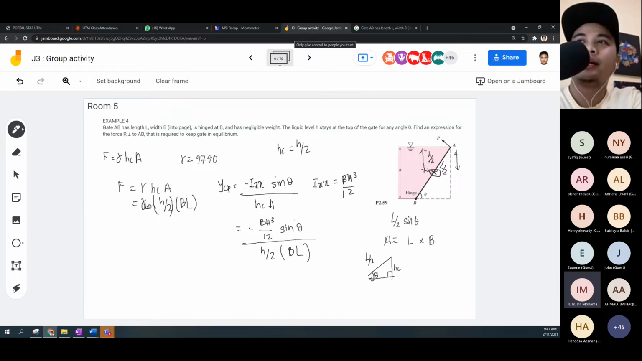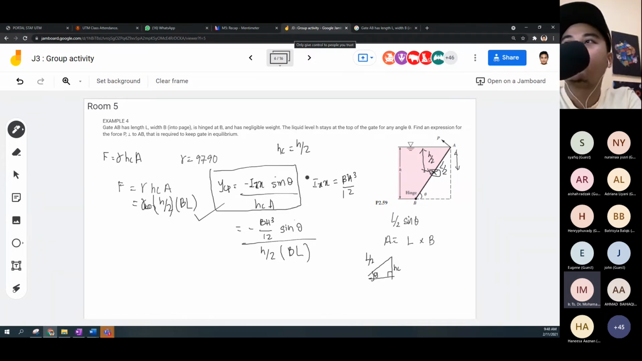Okay, this one is correct. There is no sine or cos, okay? And then next, YCP, IXX sine theta, this equation. Then substitute. Okay, good. Actually, we just substitute the data given in the diagram. Okay, this is good, most of you, Doctor.